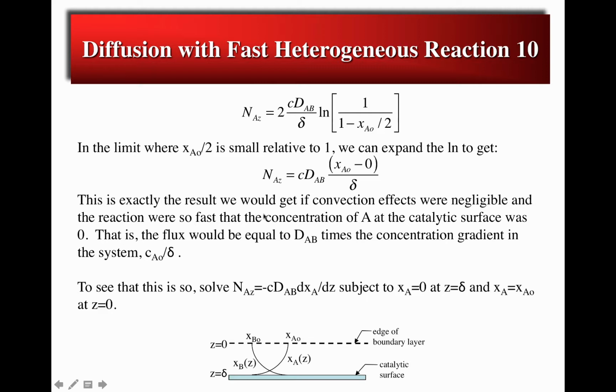It is exactly the result we get if the convection or frame of reference effects were negligible and the reaction were so fast that the concentration of A at the surface was 0. And to see that this is so, you can solve the differential equation that's shown here, subject to the boundary conditions that are given. You'll get exactly this result.